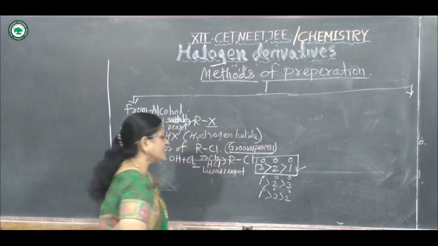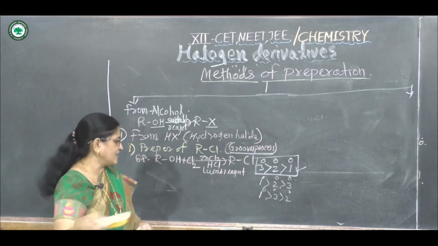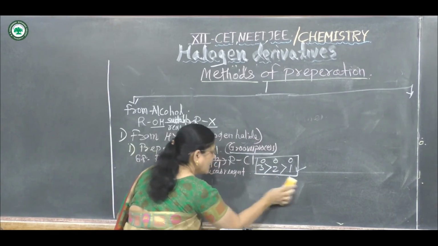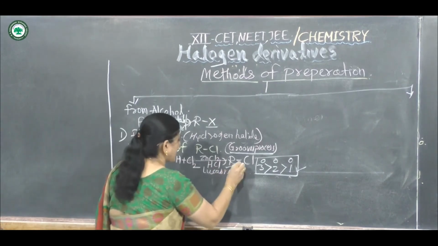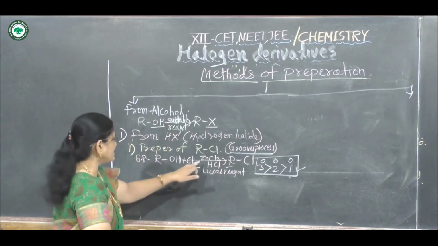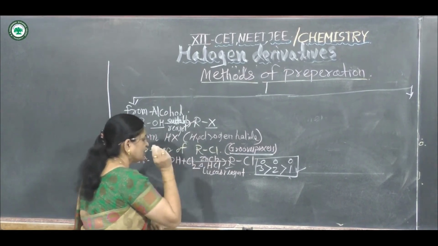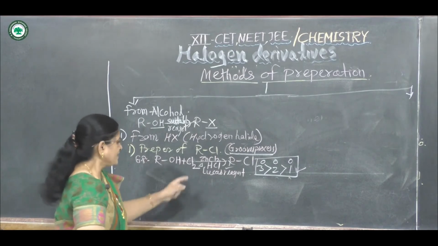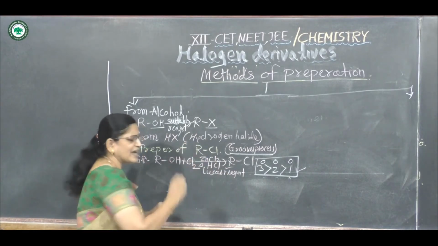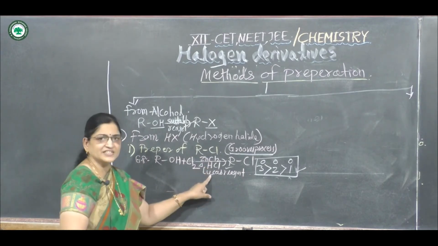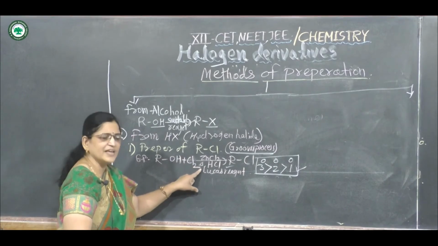That is, tertiary alkyl halide is greater than secondary alkyl halide is greater than primary alkyl halide. Because preparation of primary alkyl halide requires zinc chloride and HCl, then on heating with zinc chloride and HCl. Preparation of secondary alkyl halide only requires zinc chloride and HCl, that is Lucas reagent, and it does not necessarily require heating.